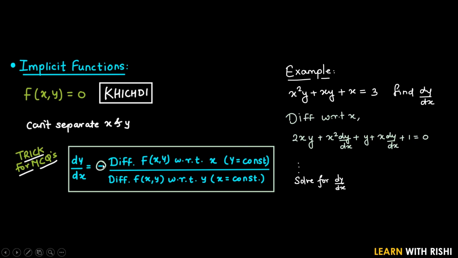dy by dx is nothing but the negative of differentiating this function. For example, this function x square y plus x5 plus x is equal to 3. This is my function. First, you have to differentiate this function with respect to x, and here we have to keep y as constant, means you are treating y as constant, divided by differentiating the function with respect to y. Now we will differentiate it with respect to y and keep x as constant. So this is a trick, and we will solve these sums afterwards.